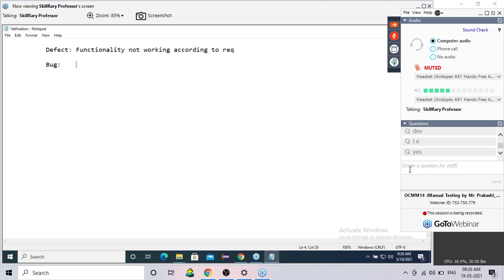But does it have any meaning, or is it just an informal name? Whatever you are calling it, does it have any meaning? It is an informal name which does not have any meaning. Guys, please understand, bug is also just an informal name of a defect. There is no actual meaning for a word called bug. It is just an informal name.